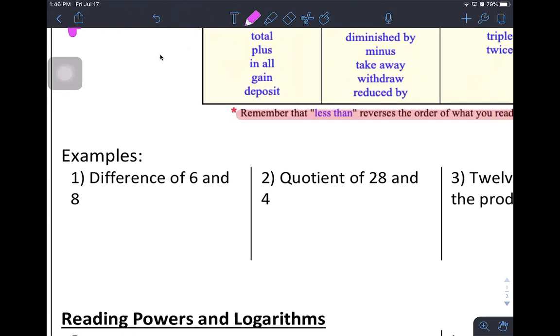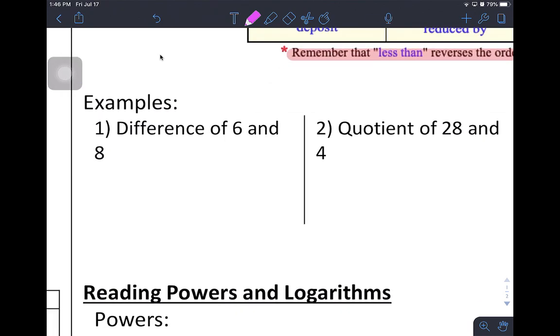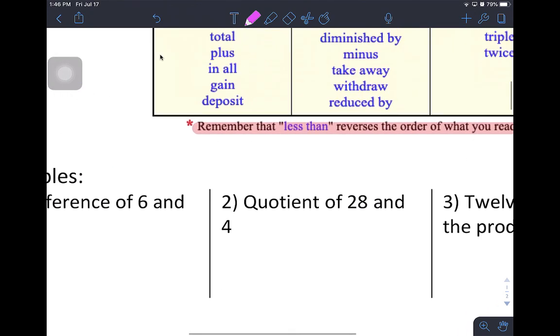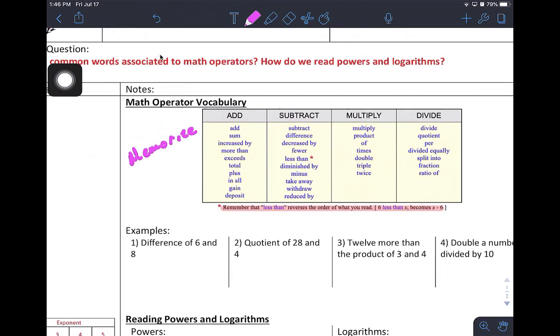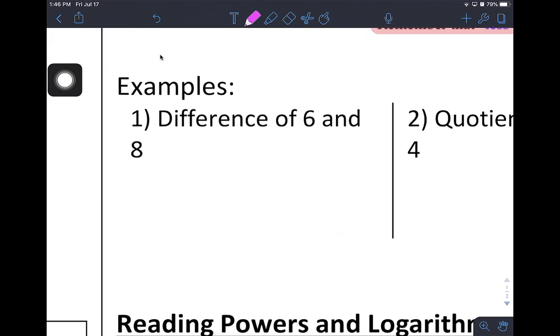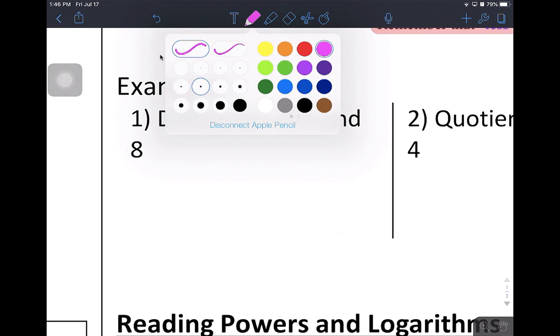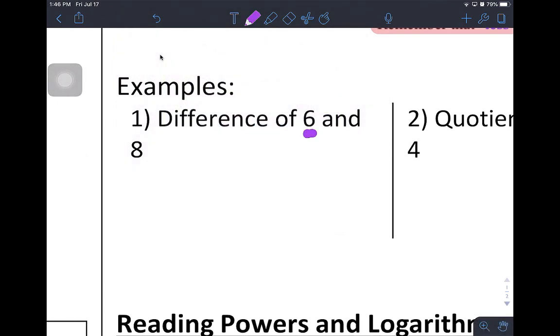So first example says difference of 6 and 8. Difference is right here, it's under subtraction. So that's telling me I'm going to just subtract here. 6 is what's going to come first because that came first in our statement. So 6 subtract 8. Evaluate it. That's going to be negative 2.